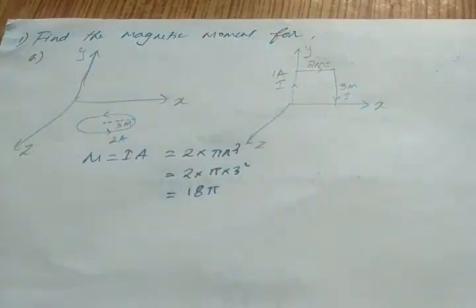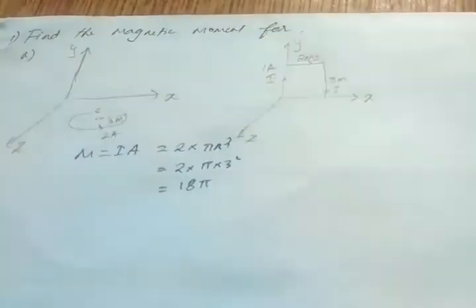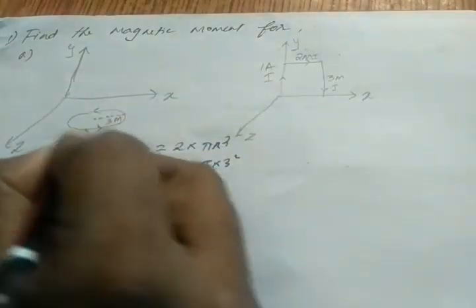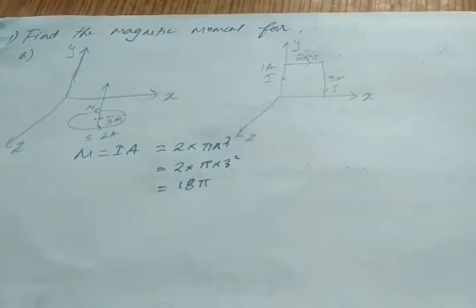So what is the direction? By using the right hand rule, my forefinger is in the direction of current and the thumb points upwards. So it starts from south and ends at north. So the direction of the magnetic dipole moment is upwards. Upwards, which axis do we have?